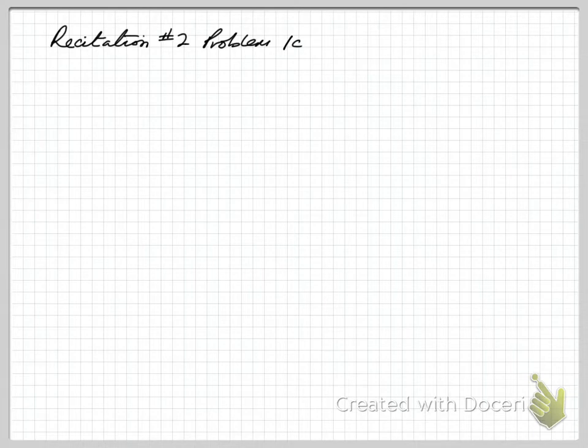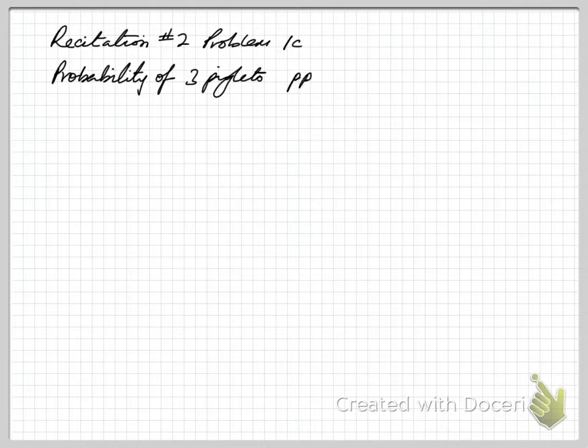Okay, so this is the video explanation for recitation number 2, and specifically for problem 1C. This is the problem about the black-skinned and the pink-skinned pigs, where you have to calculate the probability of 3 piglets, and those piglets would be 2 pink piglets and a black piglet.